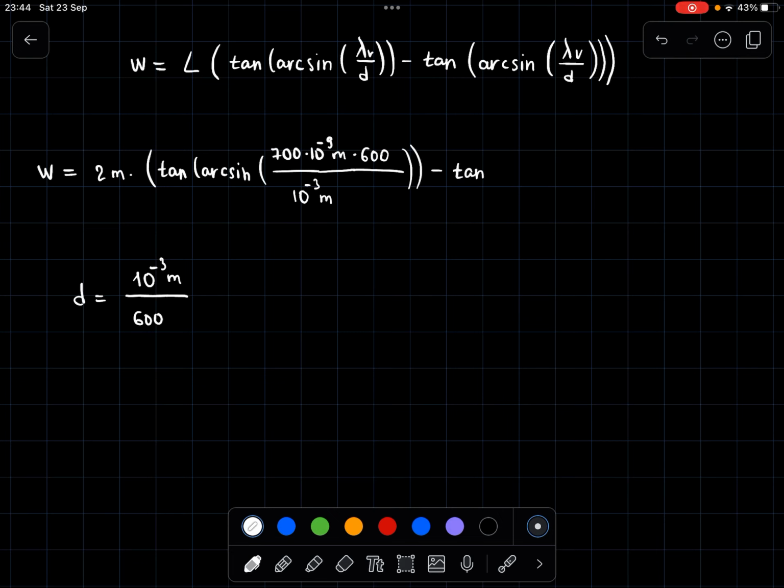Minus tangent of arc sine of lambda violet, which is equal to 400 nanometers. It will be 400 times 10 to the power of minus 9 meters multiplied by 600, and divided by 10 to the power of minus 3 meters. So how many brackets do I need here? I think 3 is enough. Yeah, 3 is enough.